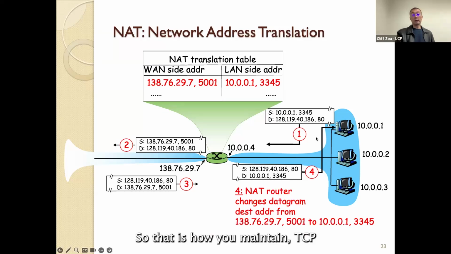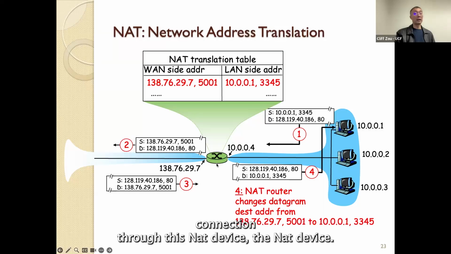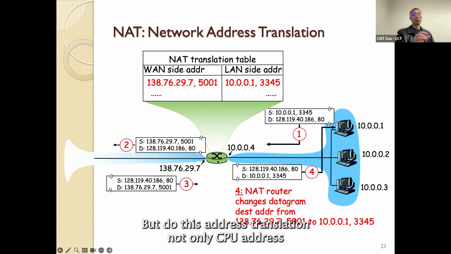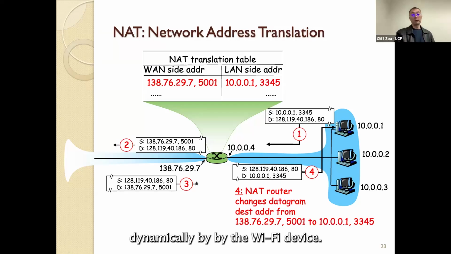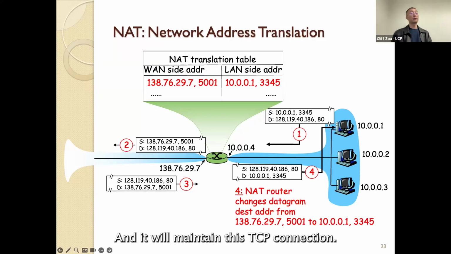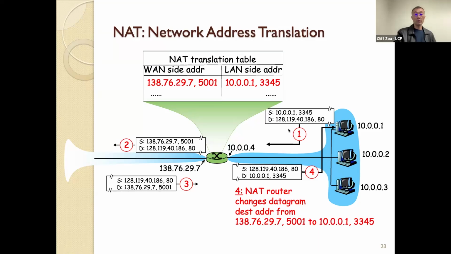So that is how you maintain a TCP connection through this NAT device. The NAT device will do this address translation, not only the IP address, but also the port number. It does the IP address and port number translation dynamically, and it will maintain this TCP connection.